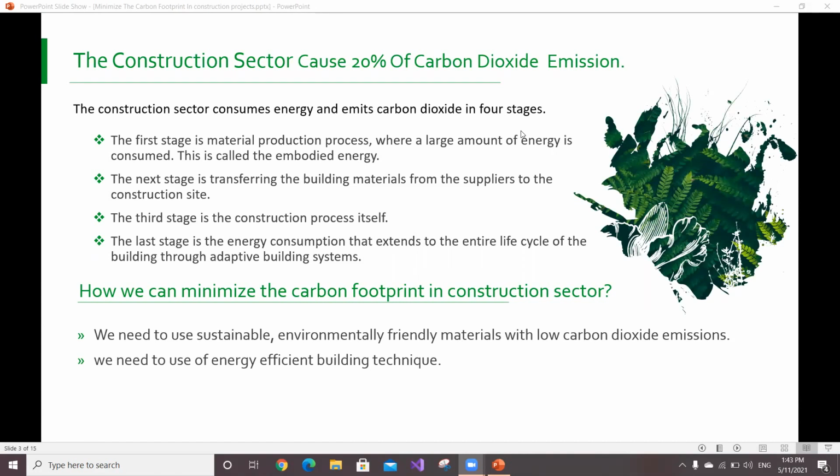I found that we need to deal with material. Material has a major impact. We need to find sustainable, environmental material which doesn't need a lot of energy and doesn't produce a high amount of carbon dioxide. Another thing is the technique we use during the construction process, and thinking about the consumption of energy after the building is finished.